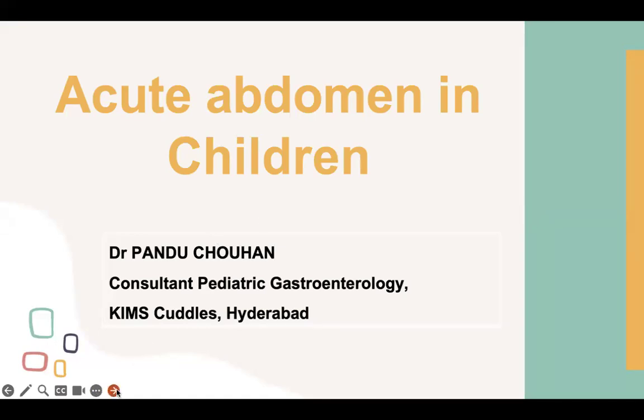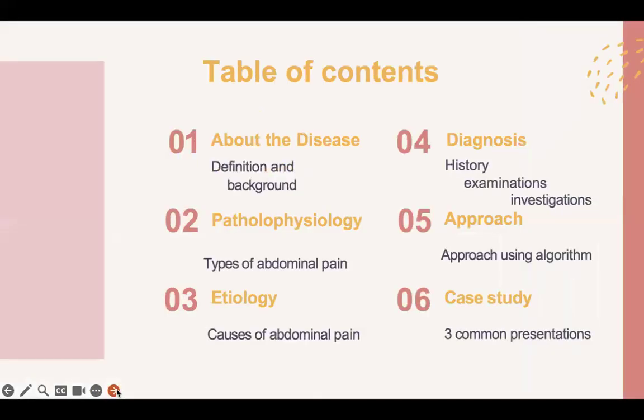Today's outline of discussion: what is acute abdomen, what is the epidemiology, what is the pathophysiology of acute abdomen, what is the etiological profile, and how to diagnose and evaluate further, with an algorithmic approach involving physical examination, investigation, and history. Then let us look at a few case studies.